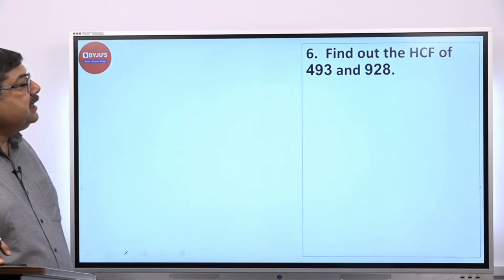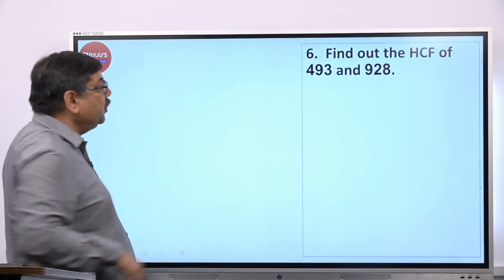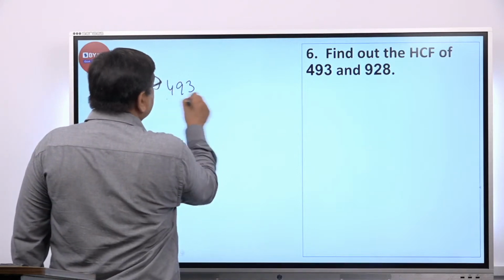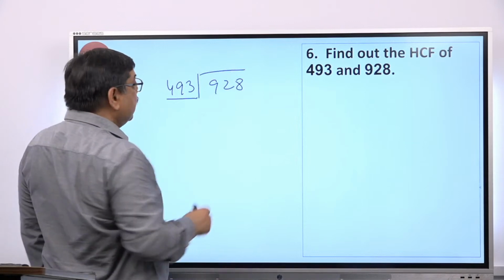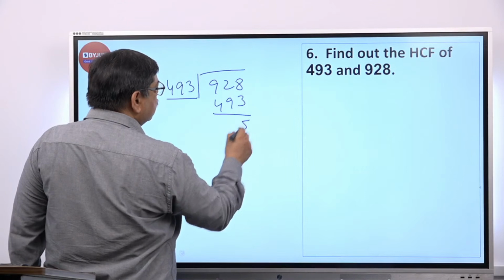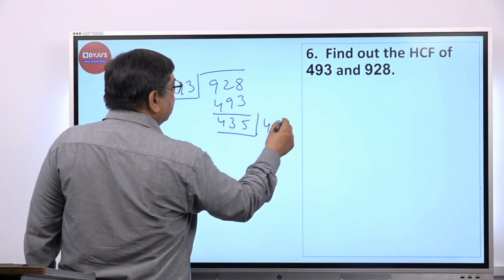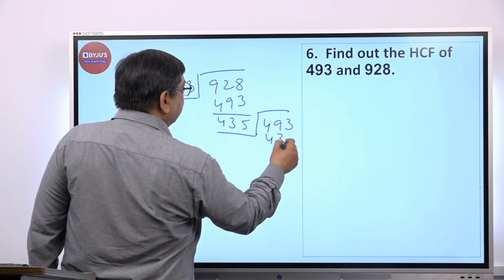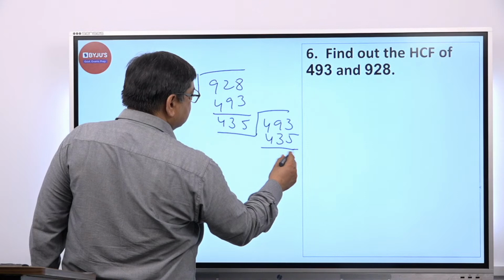Find out the HCF of 493 and 928. Now prime factorization might be a little tough. So 493 and 928. 928 goes by 1 only, so 493. We are not bothered about the quotient here. So the remainder is 435. Then 493 divided by 435 leaves 58.